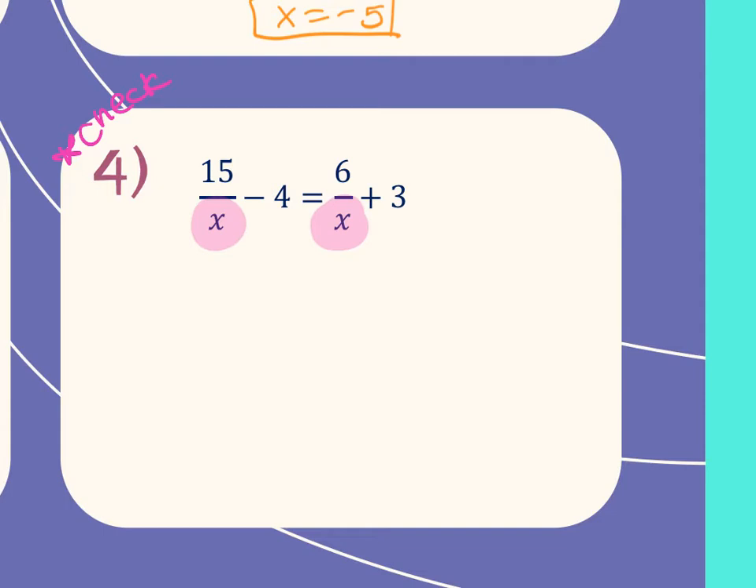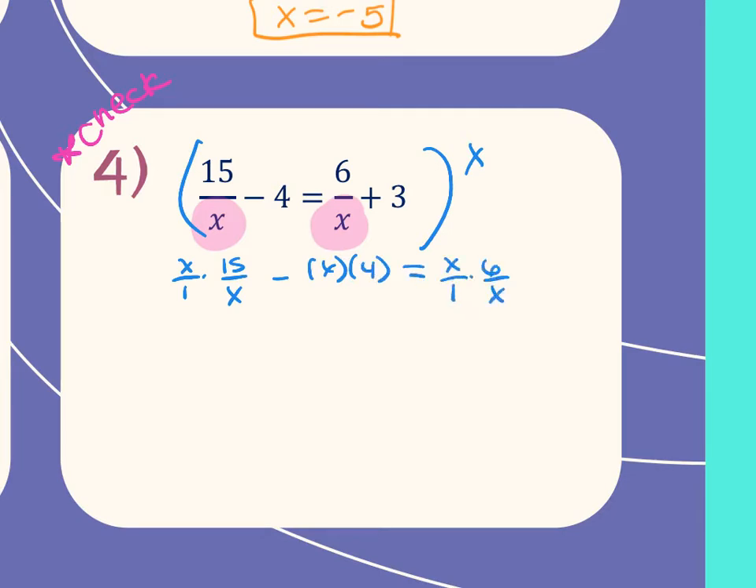All right, so this time I only have one variable, right? It's just x. So x is my least common denominator. So I'm going to multiply x over 1 times 15 over x. And then x times 4. And then x over 1 times 6 over x. And then 3 times x. So these x's cancel, and I just have 15 minus 4x on the left. On the right, the x's cancel, and I get 6 plus 3x.